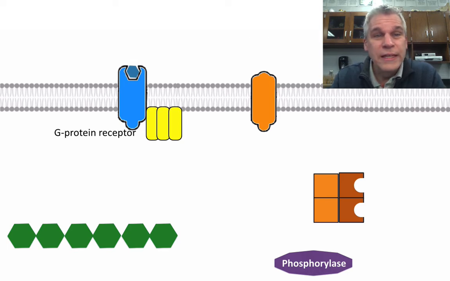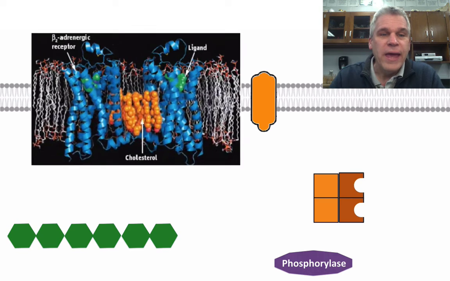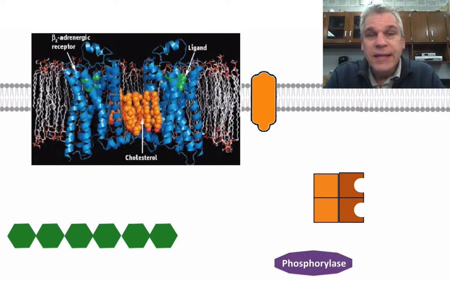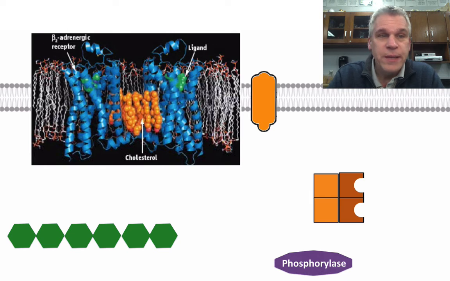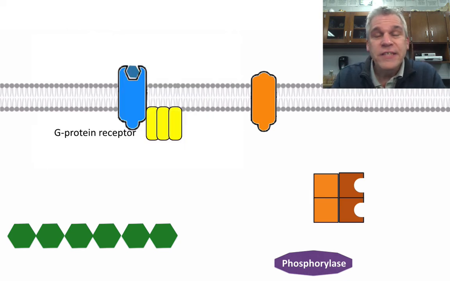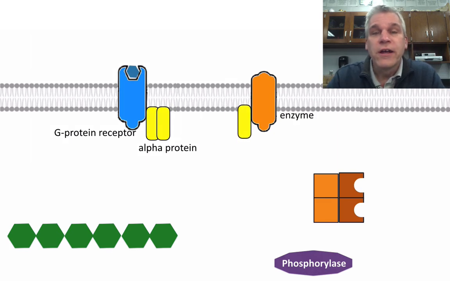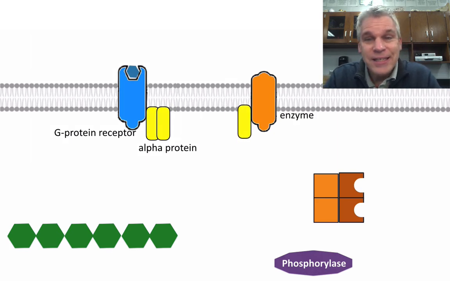This is what it really looks like, where we have the G protein that's embedded into the cell membrane. What you see there in green is the ligand that would attach to that receptor. The receptor is shown in blue. This conformational change causes the alpha subunit of the G protein to move over to an adjacent enzyme.